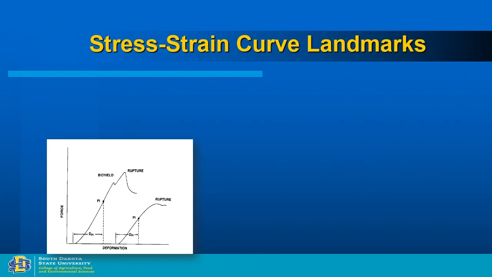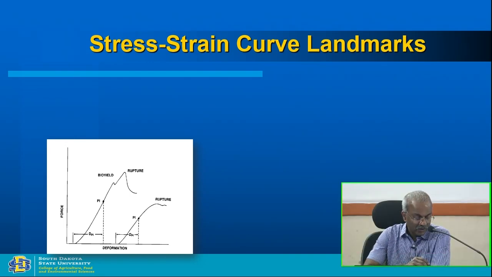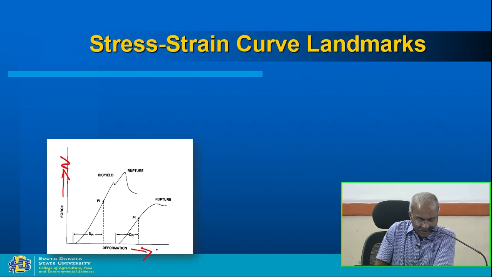Okay, let's look at the stress strain curve landmarks. So what you see here is the force deformation data for two different samples. Force is in Newton, deformation is in meter. Correct? We are following consistent units here. So when you apply the force, you measure the deformation, and also measure the force. Then the curve will be increasing.